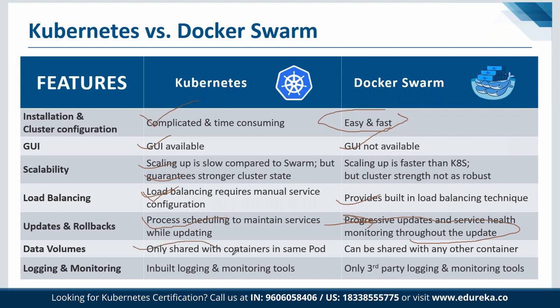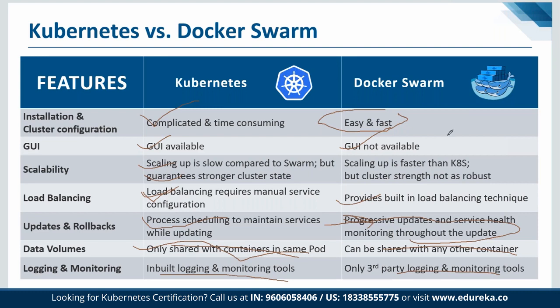Data volumes: in Docker Swarm they are only shared with containers in the same pod, whereas in Kubernetes they can be shared with any kind of container. Let's say you want to share the log of a container. In Docker Swarm, you have to share it with some other container. But in Kubernetes, we have the pod concept, so there is an init container. You can share your logs over there so that you can stream them to be accessed by a third-party tool like Grafana, Kibana, or anything. Logging is built in for containers in Kubernetes, but in Docker Swarm, logging is not that great. You have to manage logging on your own.